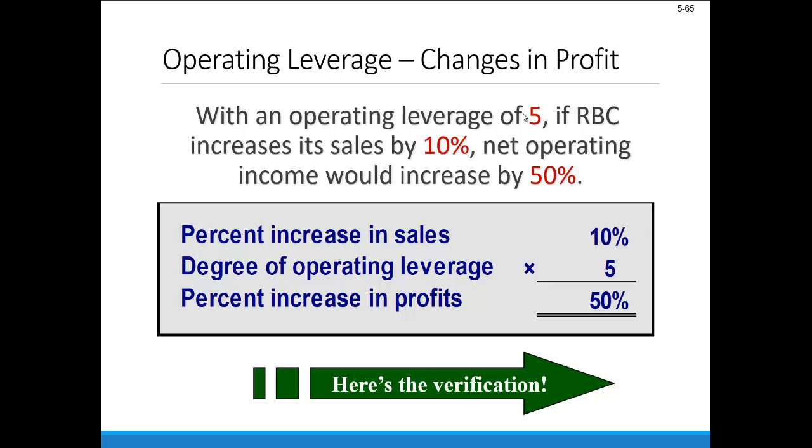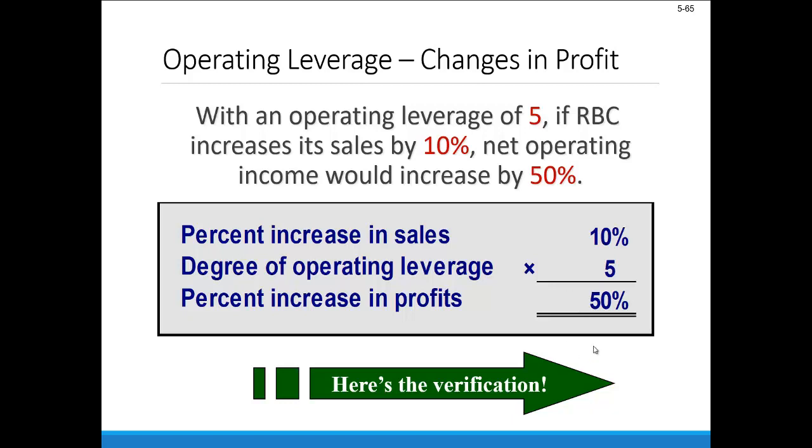So as this DOL gets bigger, the company's profitability is much more sensitive to changes in sales. All things equal, we'd say that that does make the company riskier. It doesn't mean it's good or bad per se. It's all about what the owners are willing to take in terms of risk, how much they're willing to accept these fluctuations in profitability. But the bigger the DOL, the more sensitive, the more risky profit is relative to those changes in sales.